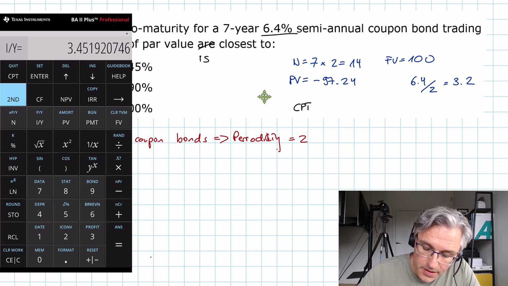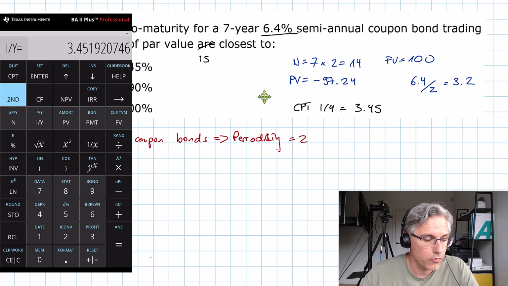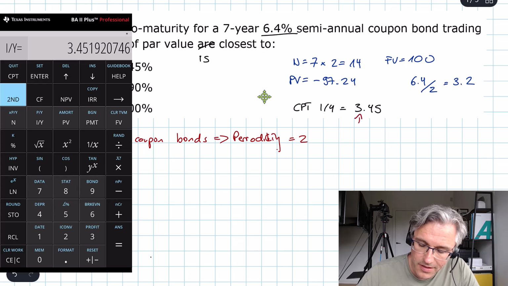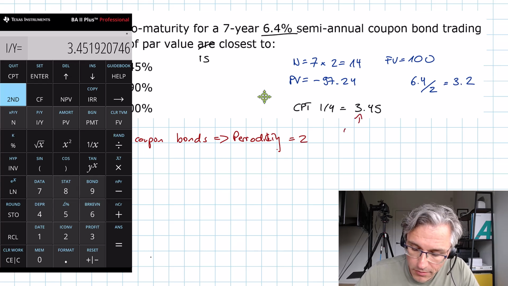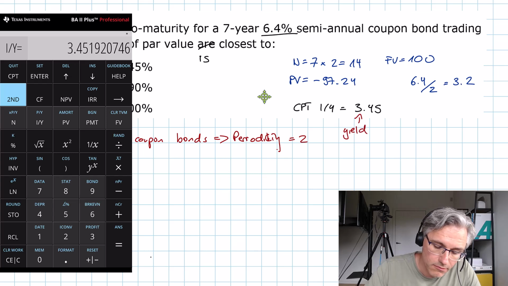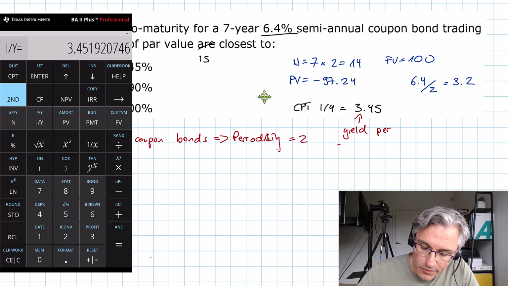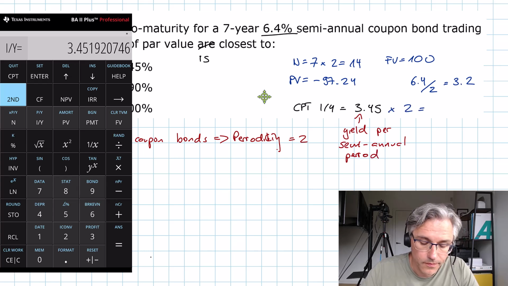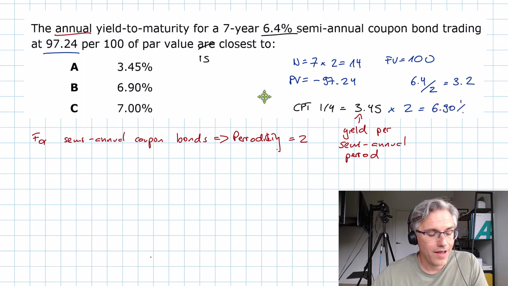So CPT I over Y, the calculator returns an answer of 3.45, which by the way is one of the answers. It is answer A, isn't it? But it would be the wrong answer. This is the yield per semi-annual period. It's not the annual yield that we were asked about. And in the exam you'll always be asked about the annual or annualized yield. So this is the yield per semi-annual period, and in order to turn it to the true answer, we need to multiply by 2, times 2. That gives 6.9. That is our true annualized yield.